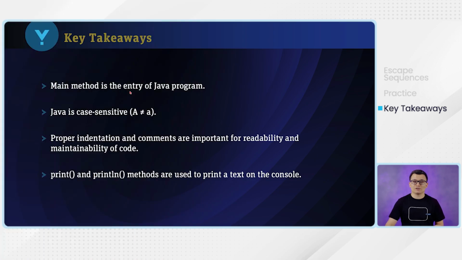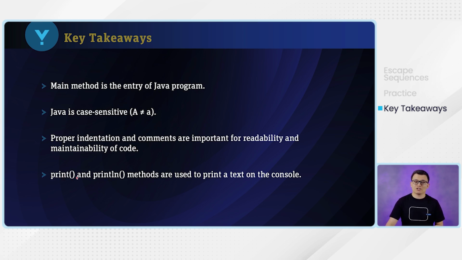The main method that we have learned is the entry point of a Java program. And Java is a very case-sensitive language, meaning that uppercase and lowercase characters are different, and they also have different numbers on the ASCII table. Okay, and proper indentation and comments are important for the readability and maintainability of your code. So make sure you always include some comments for each of the lines of code that you wrote. It's going to make it easier for you to understand it, especially since you are a beginner, right? Make sure that it becomes your habit to leave some comments on the code that you wrote.